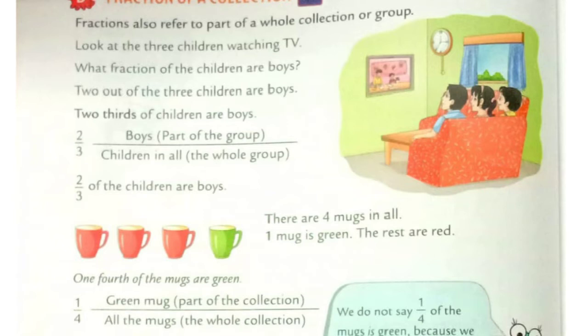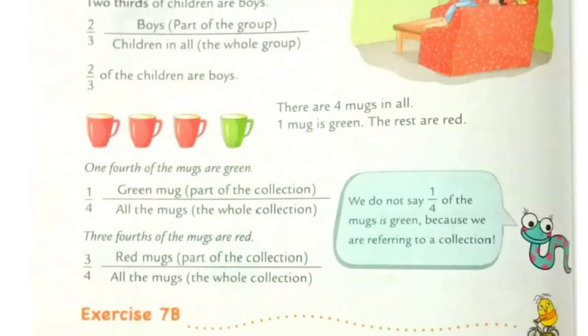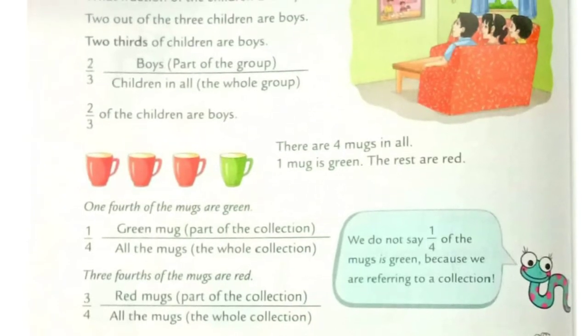In the same manner, there are 4 mugs in all. 1 mug is green and the rest are red. So, we can say 1/4 of the mugs is green. And if I ask about the red mugs, you will say that 3/4 of the mugs are red. So, this is called fraction of a collection. In fraction of a collection, we have a number of a particular thing. Now, we will understand this by doing some questions.